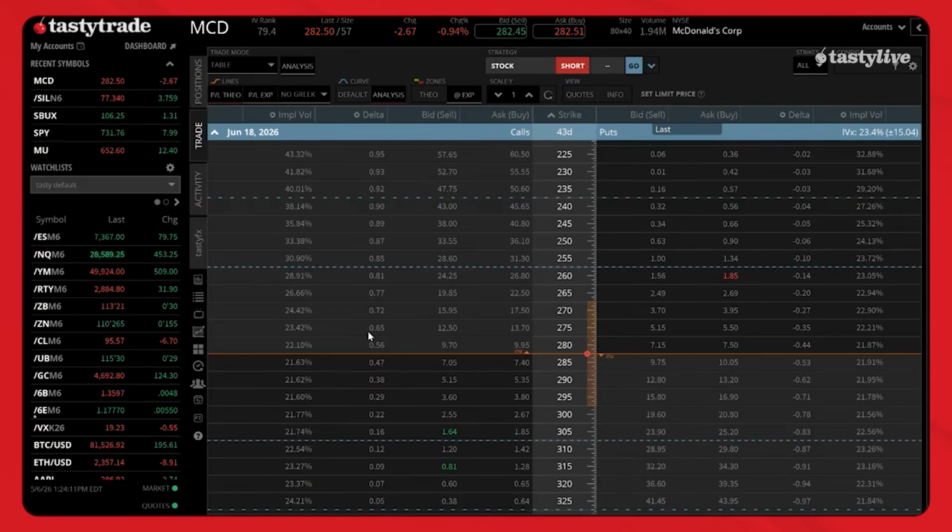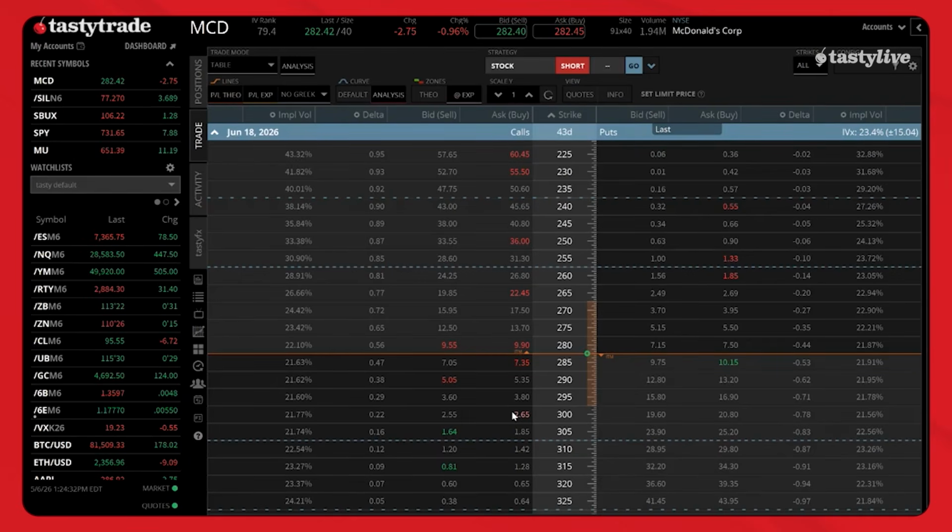Okay, so I'm inside of Tasty Trade and I've got McDonald's pulled up because this is the stock that everybody is trading. They're not trading Apple. They're not trading AMD. We're not looking at OpenTable. It's all about McDonald's, MCD. So if I go into the June cycle with 43 days to go, let's say that I want to buy a slightly out of the money option.